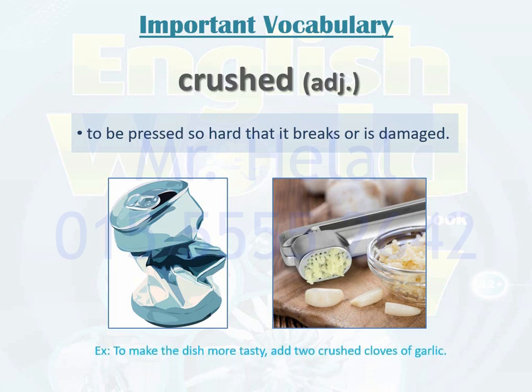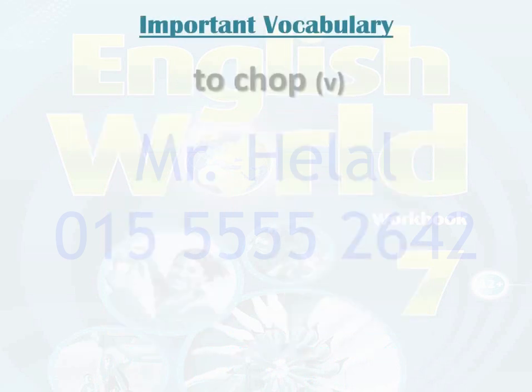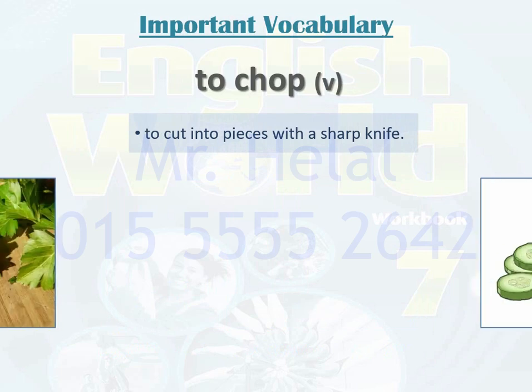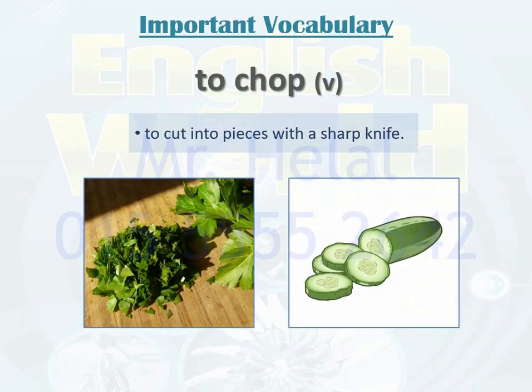Example: To make the dish more tasty, add 2 crushed cloves of garlic. يعني علشان تخلي الطبق طعمه ألذ أضف 2 من فصوص الثوم المفرومة. To chop: To chop means to cut into pieces with a sharp knife. Chop يعني يقطع الشيء إلى أجزاء باستخدام سكين حاد.